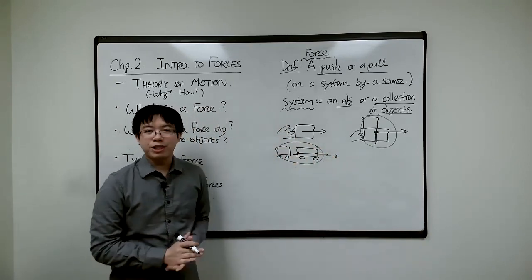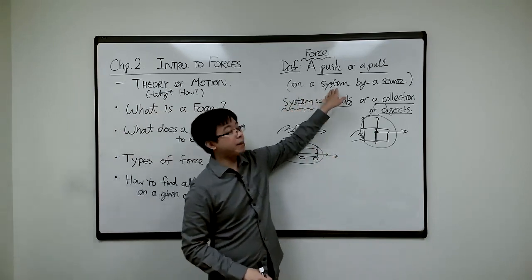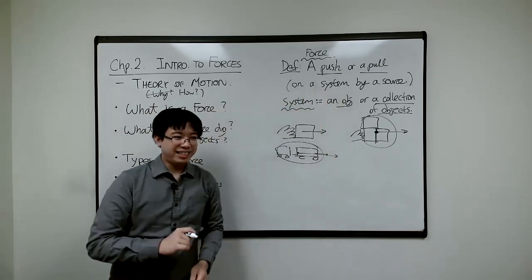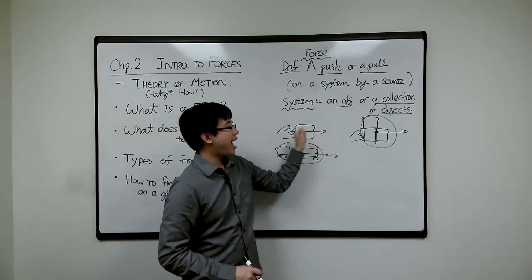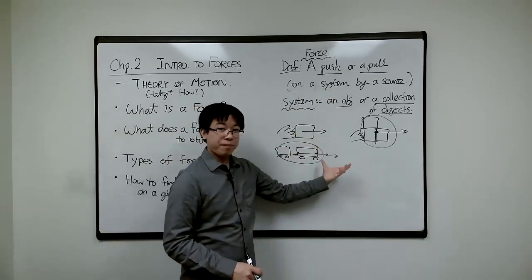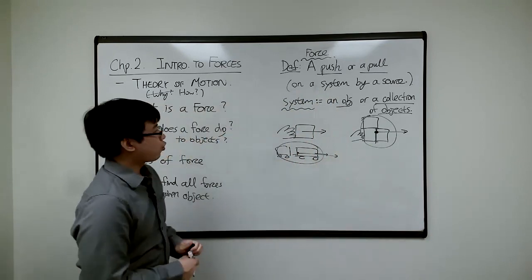It doesn't have to be one object itself. So that's just being a little bit pedantic and a little bit more rigorous, a good way of saying that. And by the source, in this case, it was by a hand. If this guy is moving by engine, you know, the engine can be the source like that.